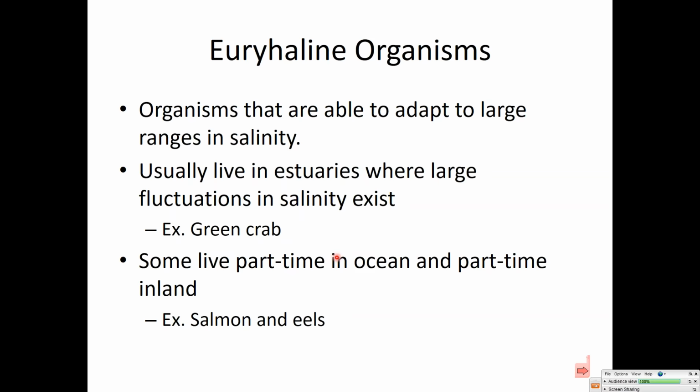Other organisms are euryhaline because they're very good osmoregulators. They maintain the same salinity inside their body. They're just able to do that within a wide range of salinity. So, for example, salmon and eels. Salmon spawn in freshwater streams. Okay? So salmon can live in freshwater.